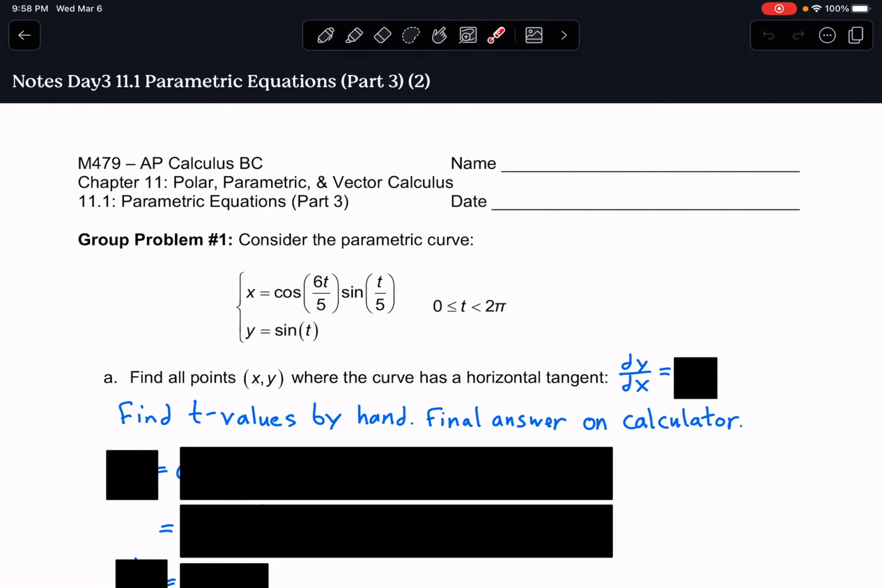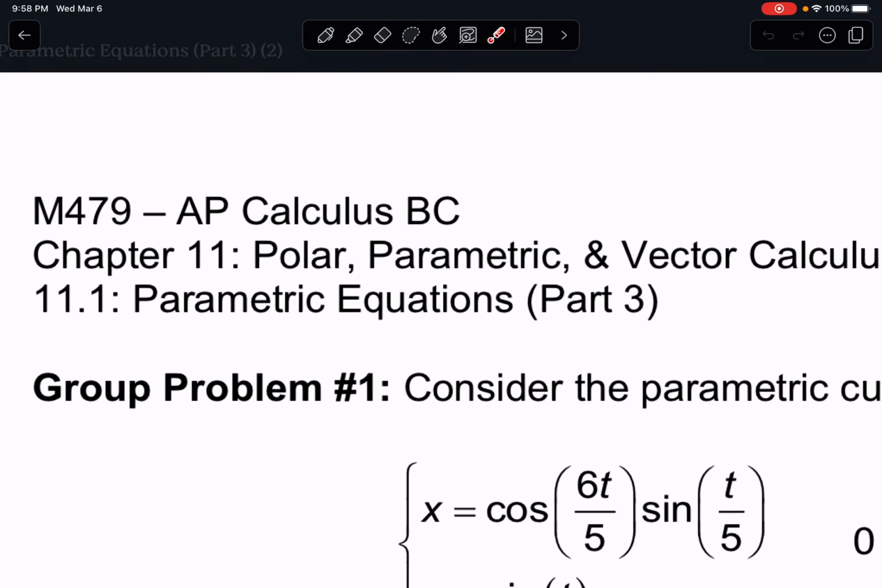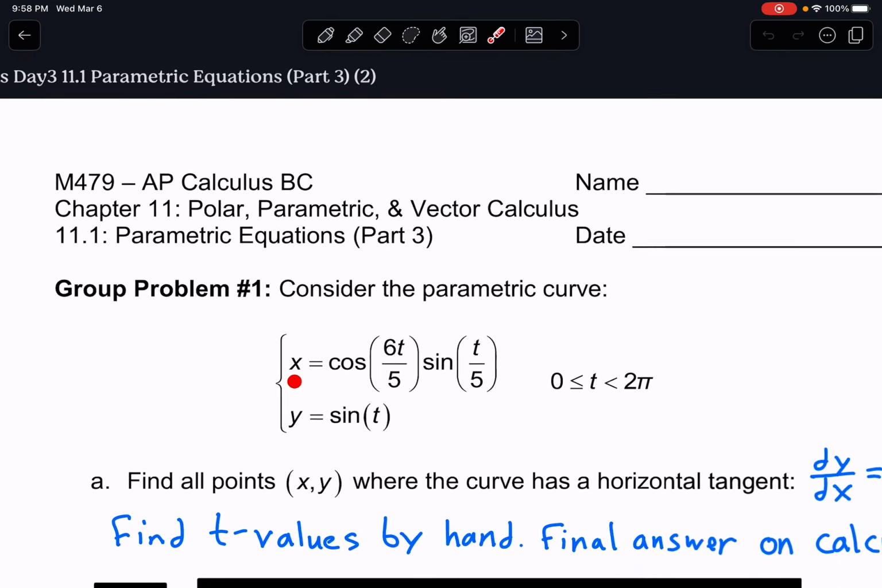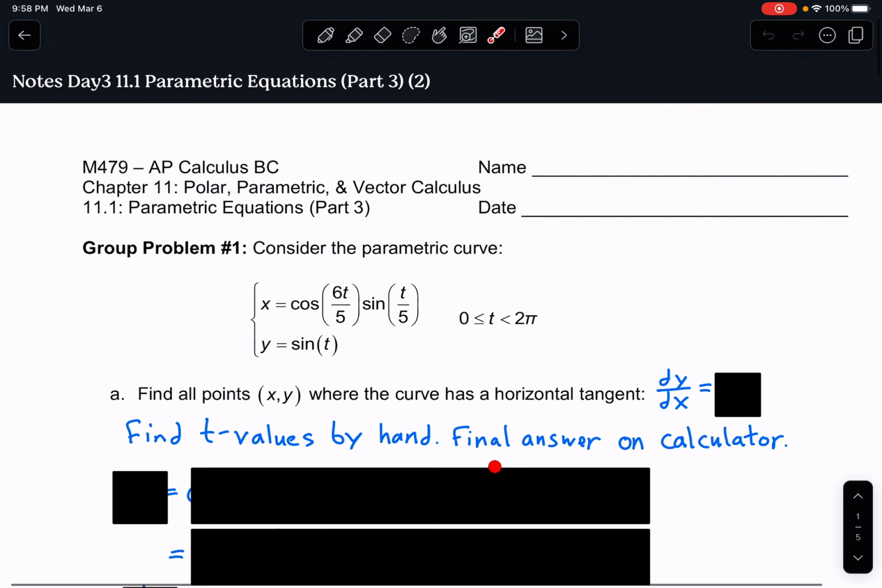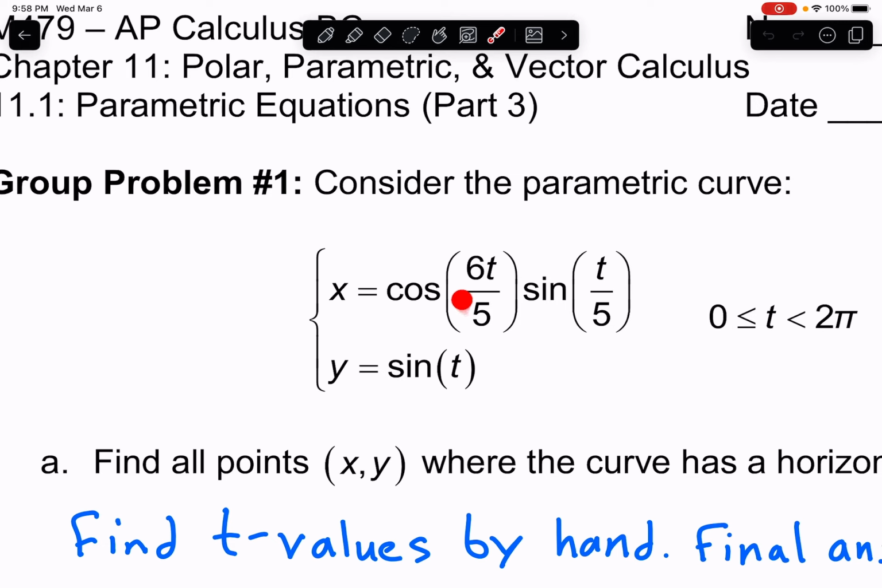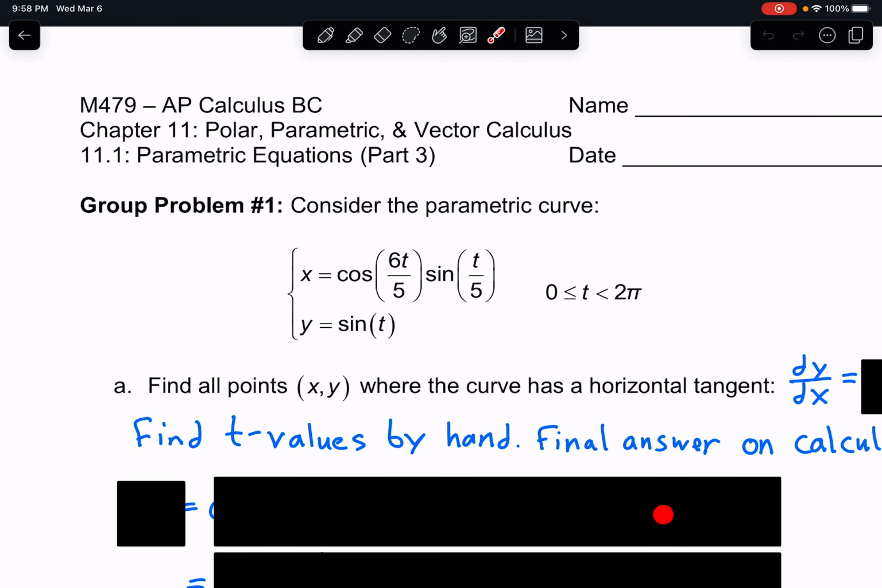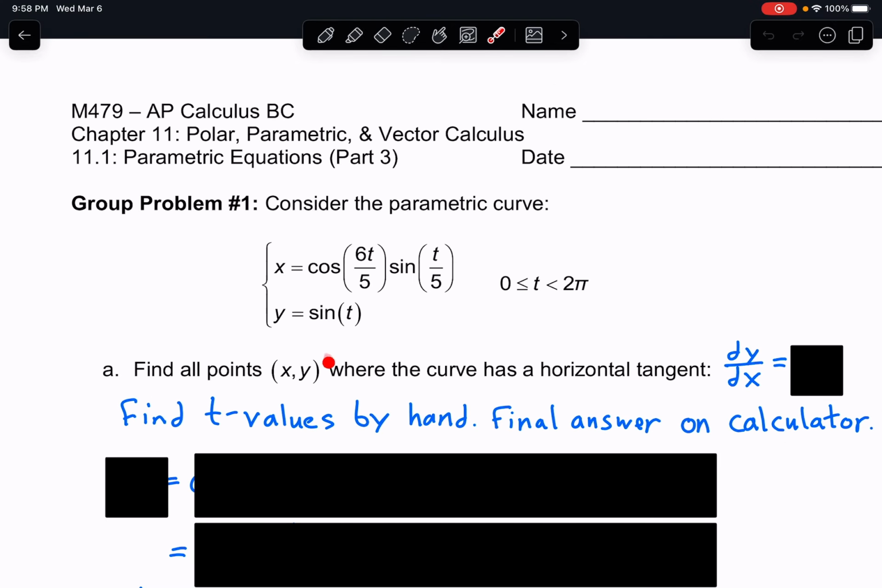Hi everyone. Today we're going to continue our work looking at parametric equations in calculus. So let's start off with a little bit of review of the type of work we've been doing with group problem 1. So consider the parametric curve x of t is equal to cosine of 6t over 5 times sine of t over 5, y of t is sine of t, and we have an interval for t from 0 to 2 pi. So part A says find all the points x comma y.